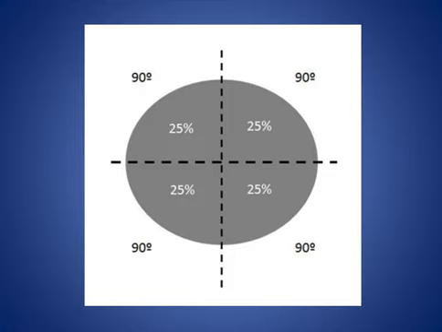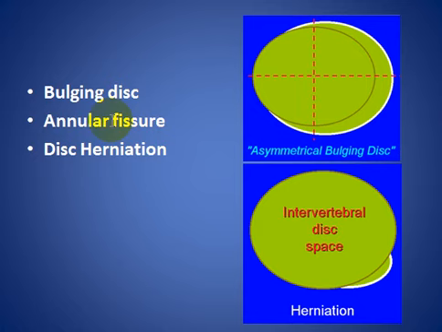As we see here, this is the disc, this is the first quarter, and this is the second, third, and fourth quarter. For classification purposes, the intervertebral disc is considered a two-dimensional round or oval structure having four quadrants. We have bulging disc, we have annular fissure, and we have disc herniation, and we will see what is the difference between these.